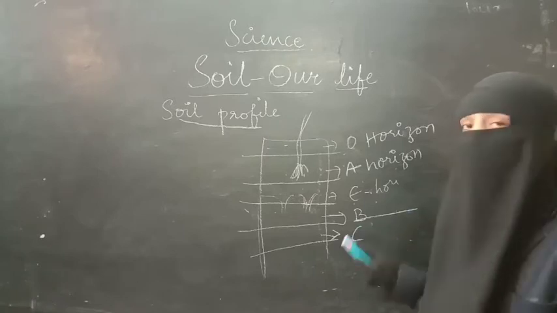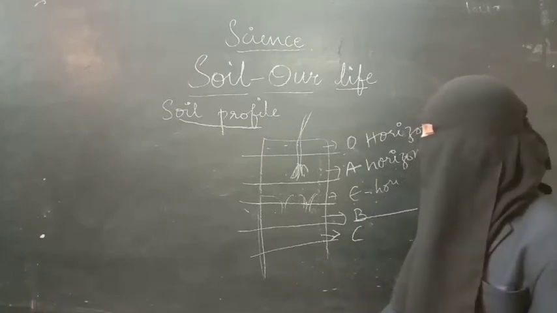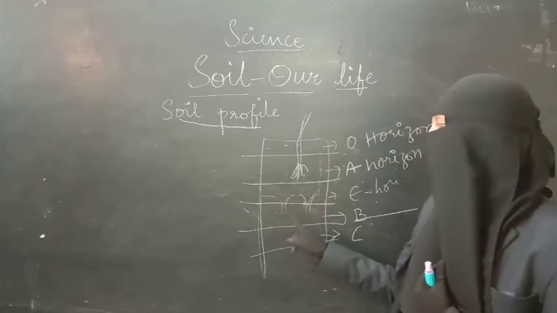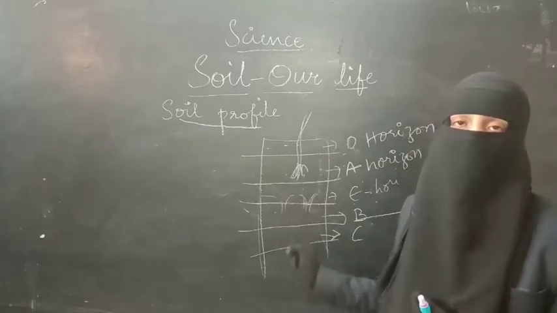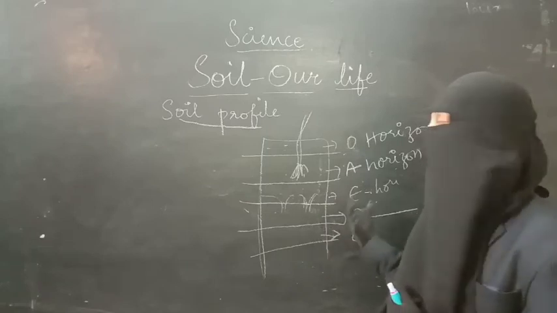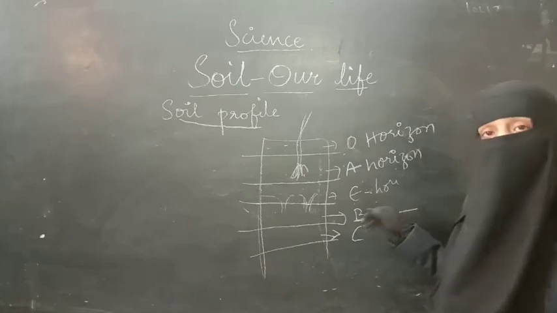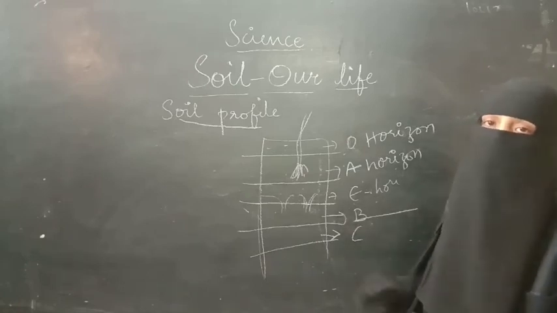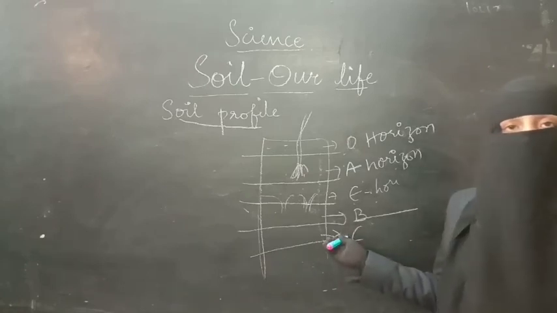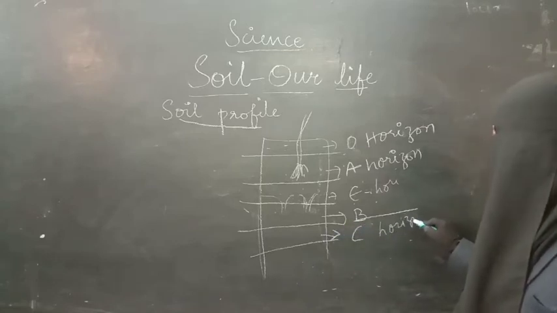B horizon has deposits of clay and minerals. How did it get the clay and minerals? From the upper layers, that is from the alluviation layer and other layers. It has deposits of minerals like calcium carbonate and oxides. So this was about B horizon, that is subsoil. After B horizon we have the layer called C horizon. C horizon is also called regolith.